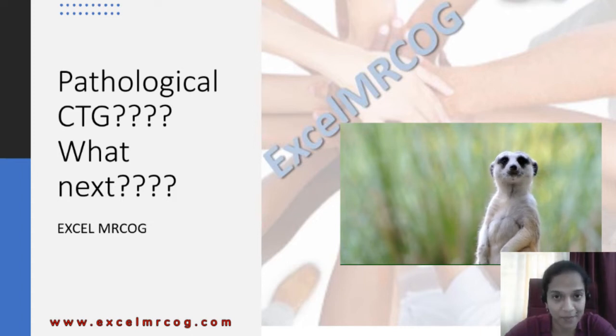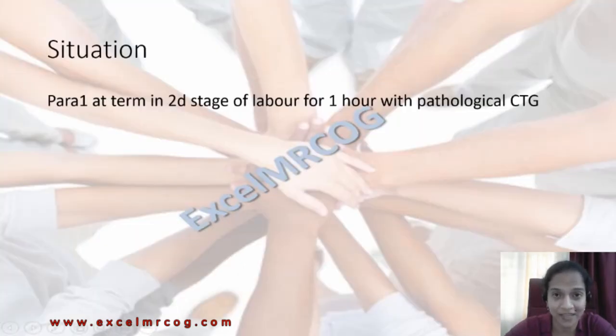Just to give you an example, here is a case of a para 1 at term in second stage of labor for 1 hour with pathological CTG. This would be a typical situation in a labor ward prioritization station. So what are you expected to say?